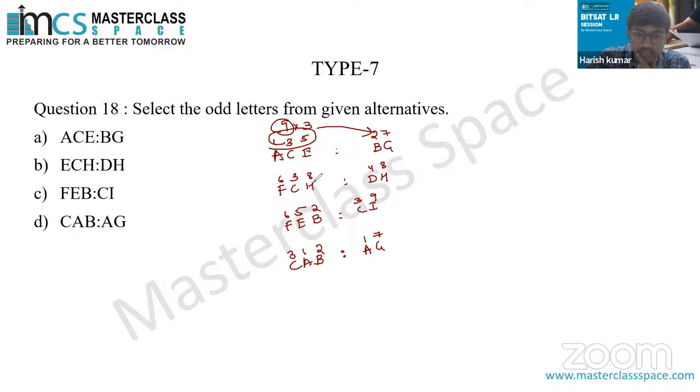9 plus 8 is 17. Sorry, this is E, guys. So this is 5, right? So this is E here. So 5 plus 3 is 8, 8 plus 8 is 16, right? So the sum is 16.